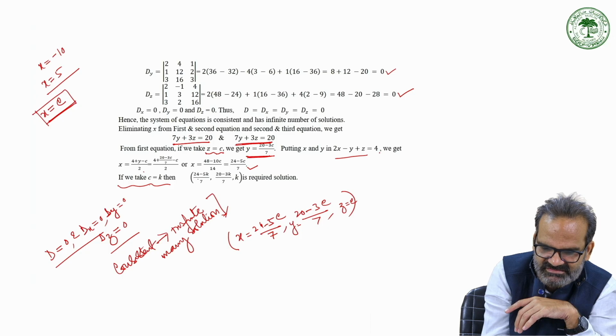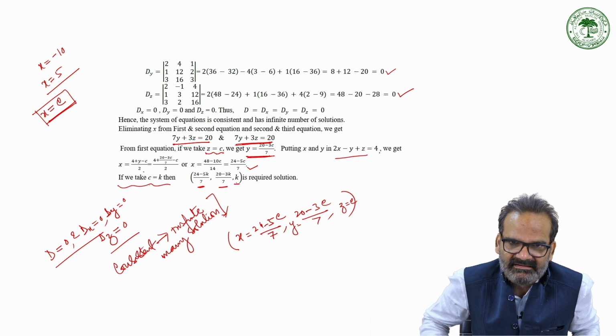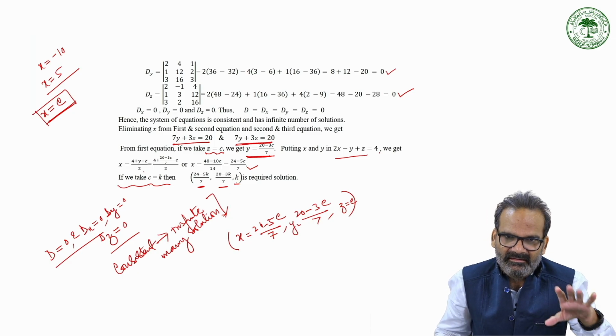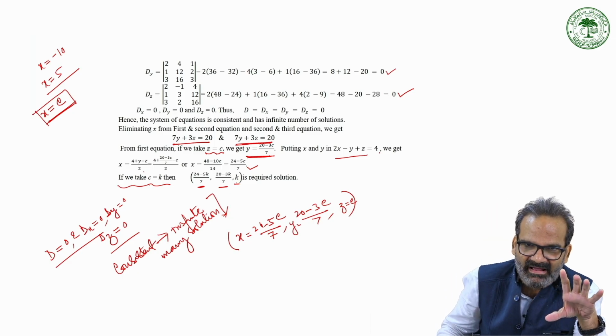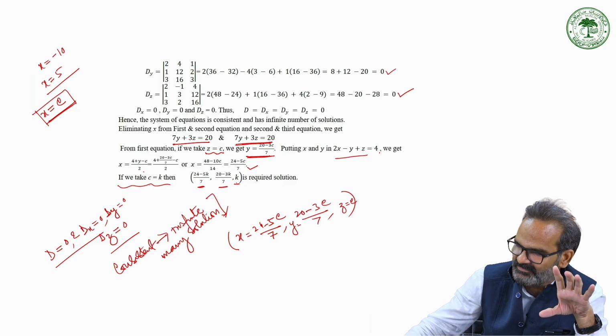So the solution is (24 minus 5k) upon 7, it's a. (20 minus 3k) upon 7, it's b. And k or c we have taken as z, right? So this is the solution of a problem which may have infinitely many solutions. So try to understand the concept of this.